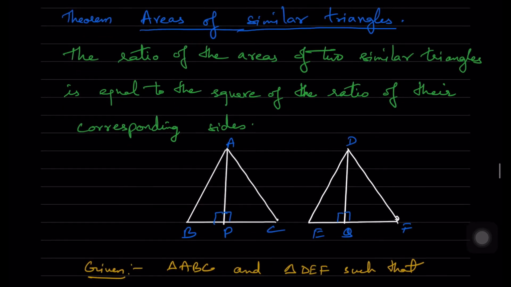Now the next theorem, which is also one of the important theorems, is the areas of similar triangles. The ratio of the areas of two similar triangles is equal to the square of the ratio of their corresponding sides.